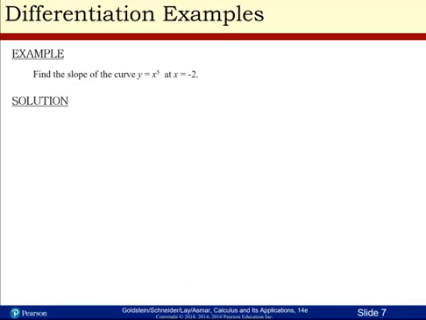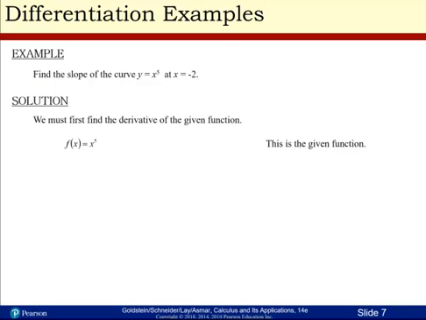So let's play this again. We need to find the slope of the curve y equals x to the fifth at x equals -2. First up, we need to find the derivative of the function. So we write it as f of x equals x to the fifth. We find that derivative using the power rule, and we find that f prime of x equals 5x to the fourth.